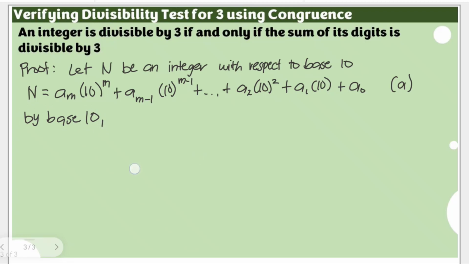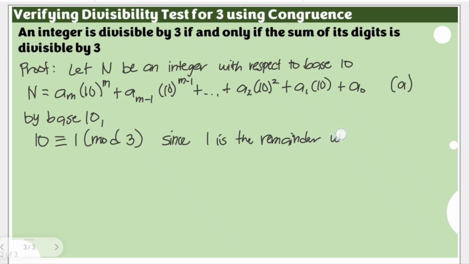We know that 10 is congruent to 1 modulo 3. This is the congruence of 10 in modulo 3. Since 1 is the remainder, this means that when 10 is divided by 3, the remainder is 1. So you have this form here. That is what it meant.